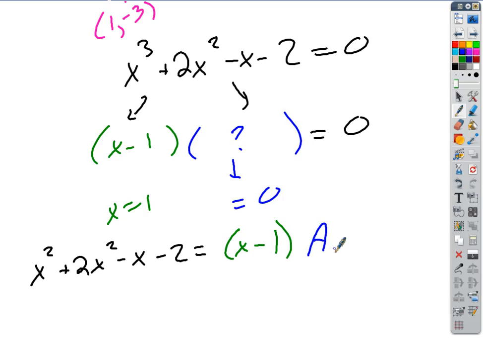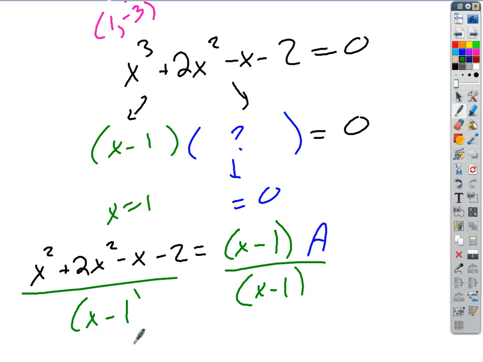Okay, so we're just solving for a. That's the other factor. Divide both sides by x minus 1. Now, what's the easiest way to divide this big polynomial by x minus 1? Synthetic division, because I have a linear factor on the bottom.